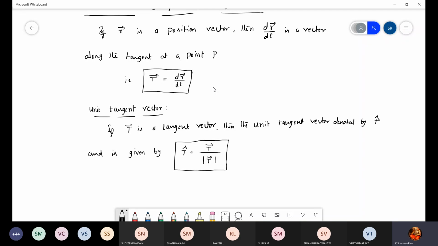Now the next heading is physical meaning of a derivative. Physical meaning of derivative of a vector. This is the heading.